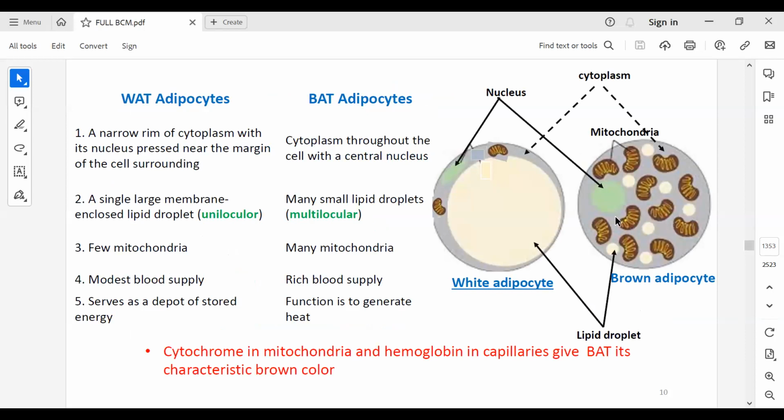So you can see the differences here. White adipose tissue has low mitochondria, while the brown adipocytes have high mitochondria. There'll be a modest blood supply to the white, but there's rich blood supply to the brown. The white usually is for storage of energy, but the brown is to generate heat.